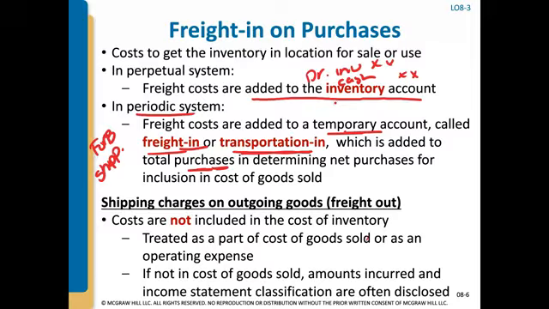Shipping charges on outgoing goods, which is really the FOB destination, the costs are not included in the cost of inventory because they're going to be treated as part of cost of goods sold or as an operating expense, which my previous slide said is a delivery expense, part of the selling expenses. If they are not in the cost of goods sold, they are often disclosed as such in the notes of the financial statements.